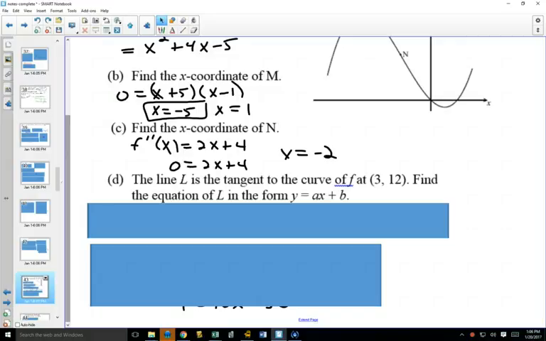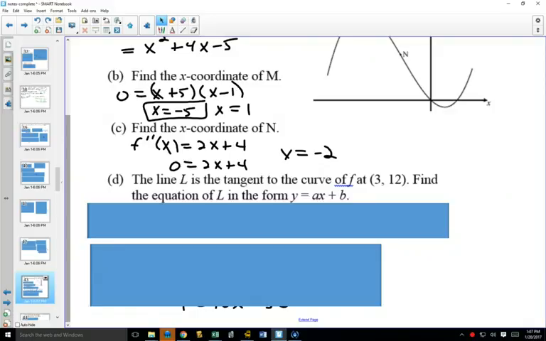Now, the line L is tangent to this curve at 3, 12. Find the equation of the line in y equals ax plus b. So we'll find often on an exam question, this is an old exam question, that they ask a bunch of different things from different sections of the unit all in one question. So we have the first derivative, the second derivative, and now we're finding the equation of a tangent.